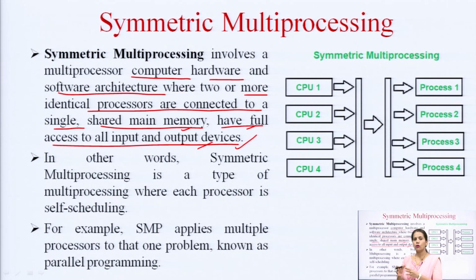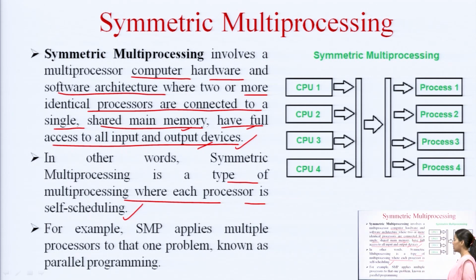So, no particular CPU is treated as a master and others as slaves. There is no such scenario in symmetric multiprocessing systems, or in other words, we can say it is a type of multiprocessing where each processor is self scheduling.